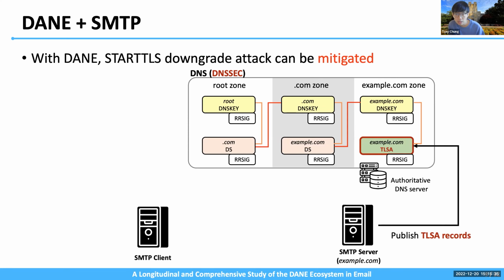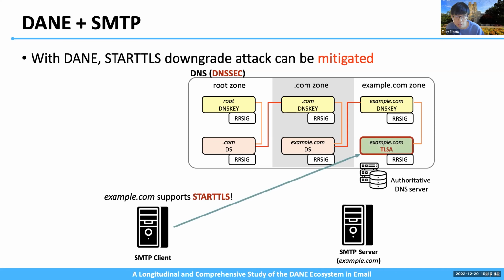So then how can you use DANE? From the server's perspective, it is typically the same. You can publish your TLSA records, and as soon as the SMTP client notices there is a TLSA record in the DNS authority of the server, which is signed by a DNS key, then immediately the client can know that, oh, the target server, example.com, must support STARTTLS, right? Because again, publishing a TLSA record means I am willing to support STARTTLS because I have the certificate, right?